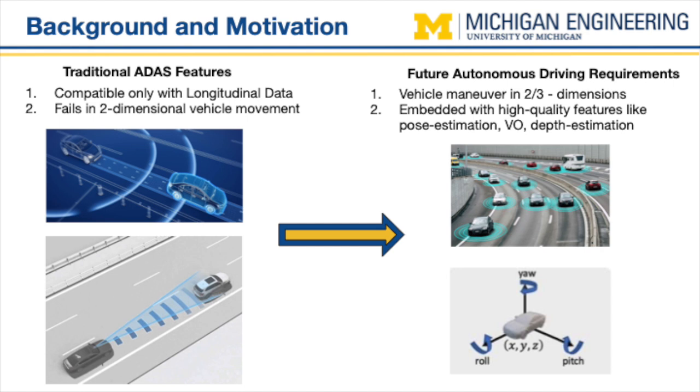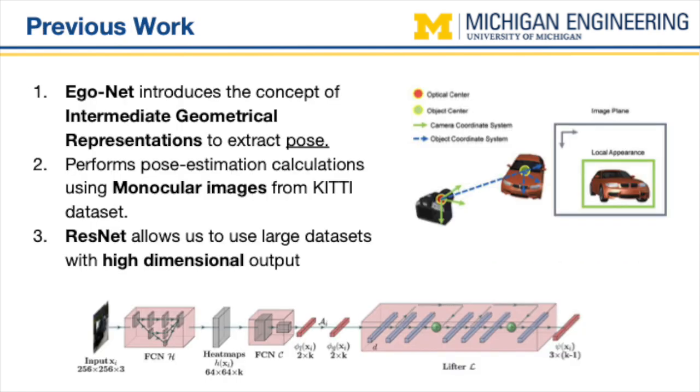Our project focuses on integrating the task of object detection, particularly for traffic vehicles, with pose estimation for said objects. Previous work in this field includes the EgoNet 2021 methodology, which implements and demonstrates the importance of intermediate geometrical representation for pose estimation. Inspired by this technique, we make an attempt to calculate the pose of vehicles using monocular images from the KITTI dataset.